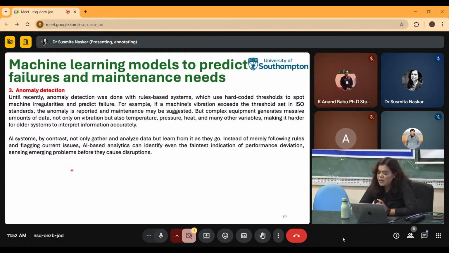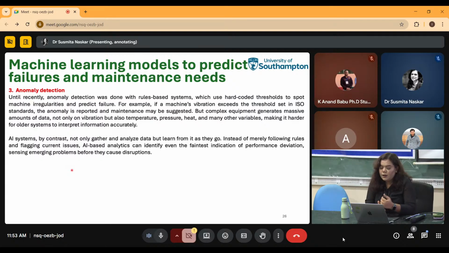By using artificial intelligence techniques, we can change the picture quite completely. AI systems don't just collect and analyze the data, they learn from it as well. By adapting over time, AI tools can identify even the faintest amount of performance deviation, and catch problems at their earliest stage. This can help us, as engineers or companies, to take proactive action before any kind of disruption happens in the infrastructure.